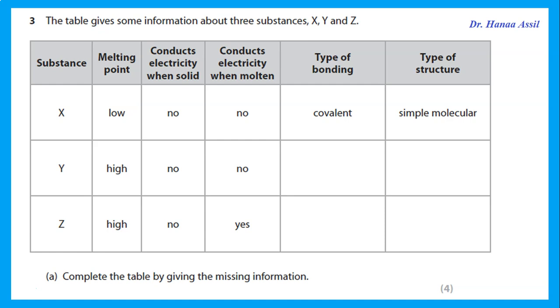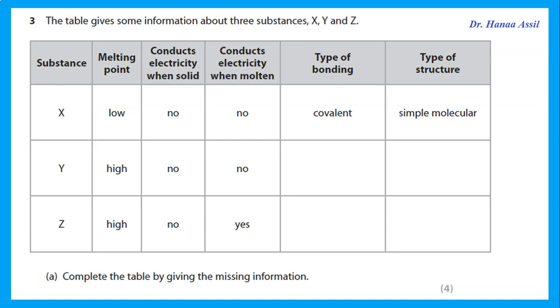Question 3 says the table gives some information about 3 substances X, Y, and Z. So X has low melting point. You should know that anything that has low melting point and does not conduct electricity at all must be a covalent compound. So the type of bonding is covalent and the type of structure is simple molecular structure. So that applies to any substance that has low melting point and does not conduct electricity.